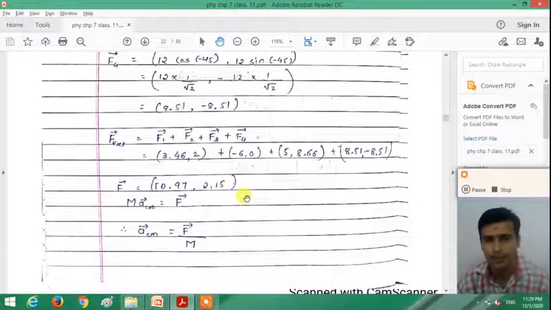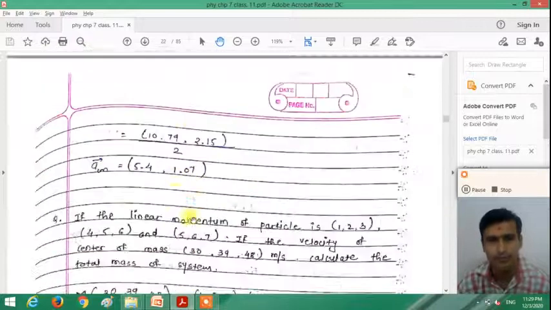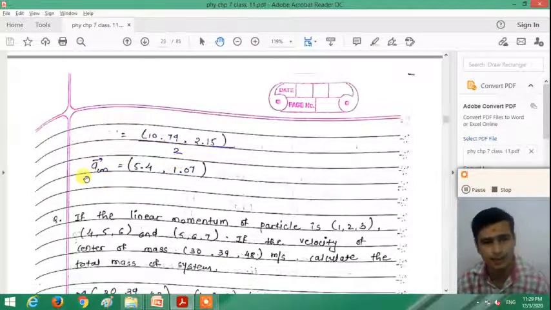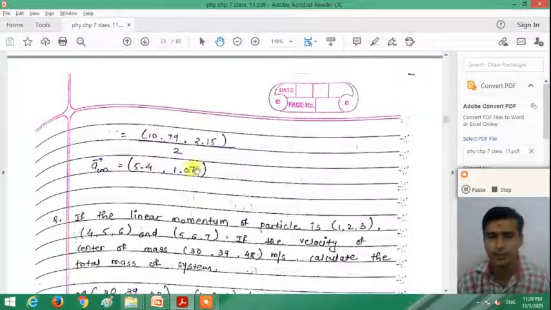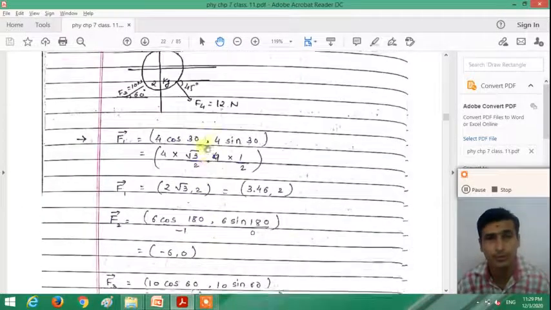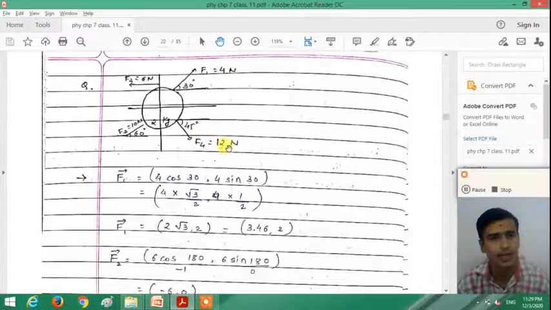Now we have the formula: m a_cm is equal to F. So the acceleration of the center of mass is F divided by m. F is (10.97, 2.15) divided by the mass of the body, which is 2. So we get the acceleration of the center of mass as (5.4, 1.07). If you want the magnitude, you can easily calculate it as the square root of 5.4 squared plus 1.07 squared. So understand, dear student, this example for JEE and NEET on the center of mass.